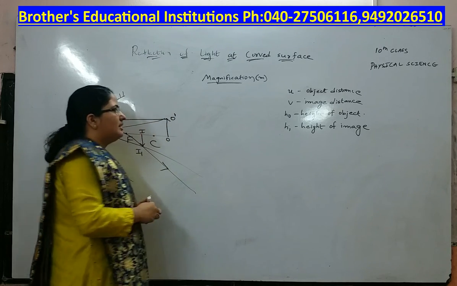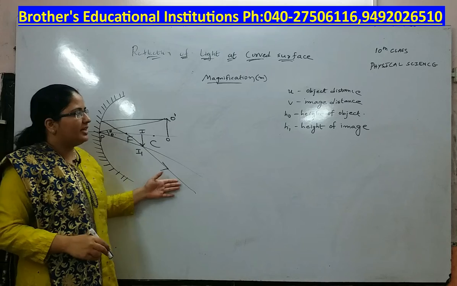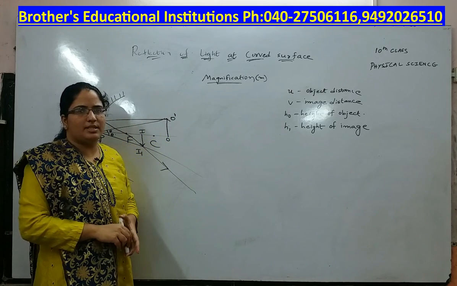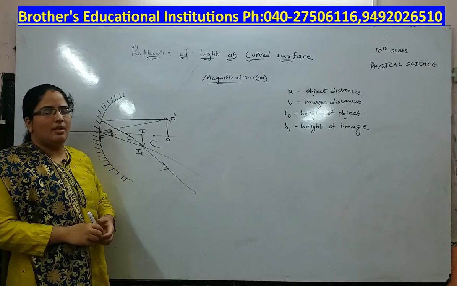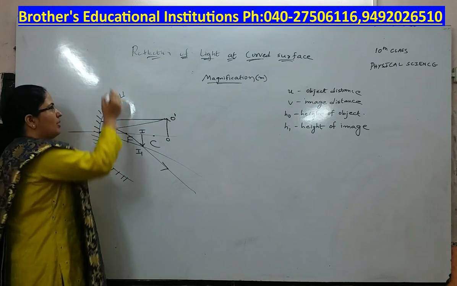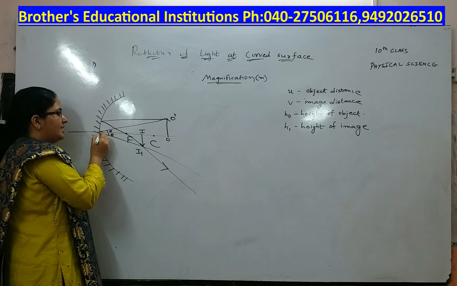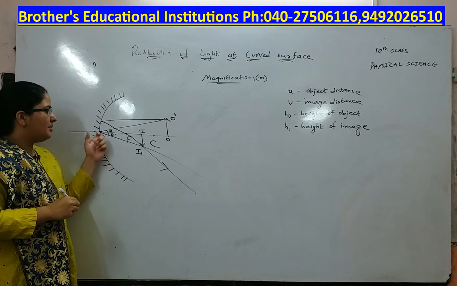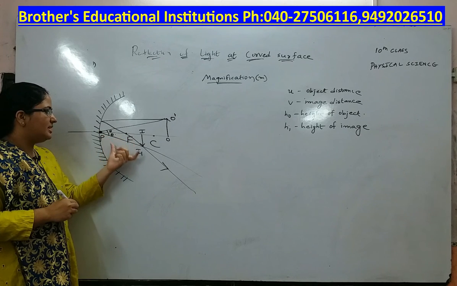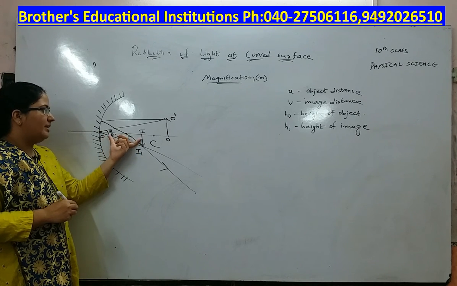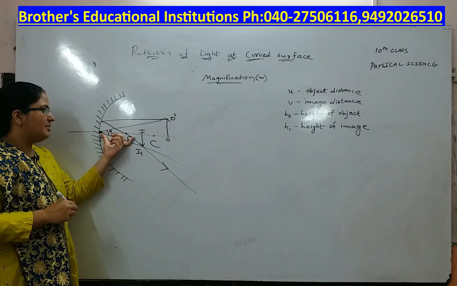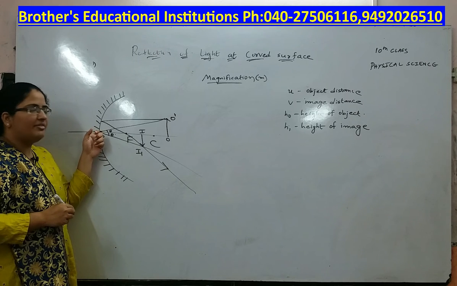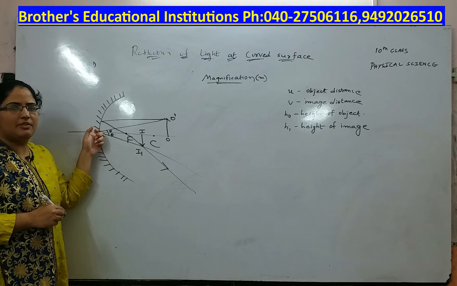Before going further, let us discuss the sign convention for these parameters, how to take a positive or negative sign. The first point in sign convention is that all the distances are measured from the pole. Suppose I have to measure the distance from P to I, this is the image distance, and PO is the object distance. So we are starting from P. All the distances are measured from the pole.